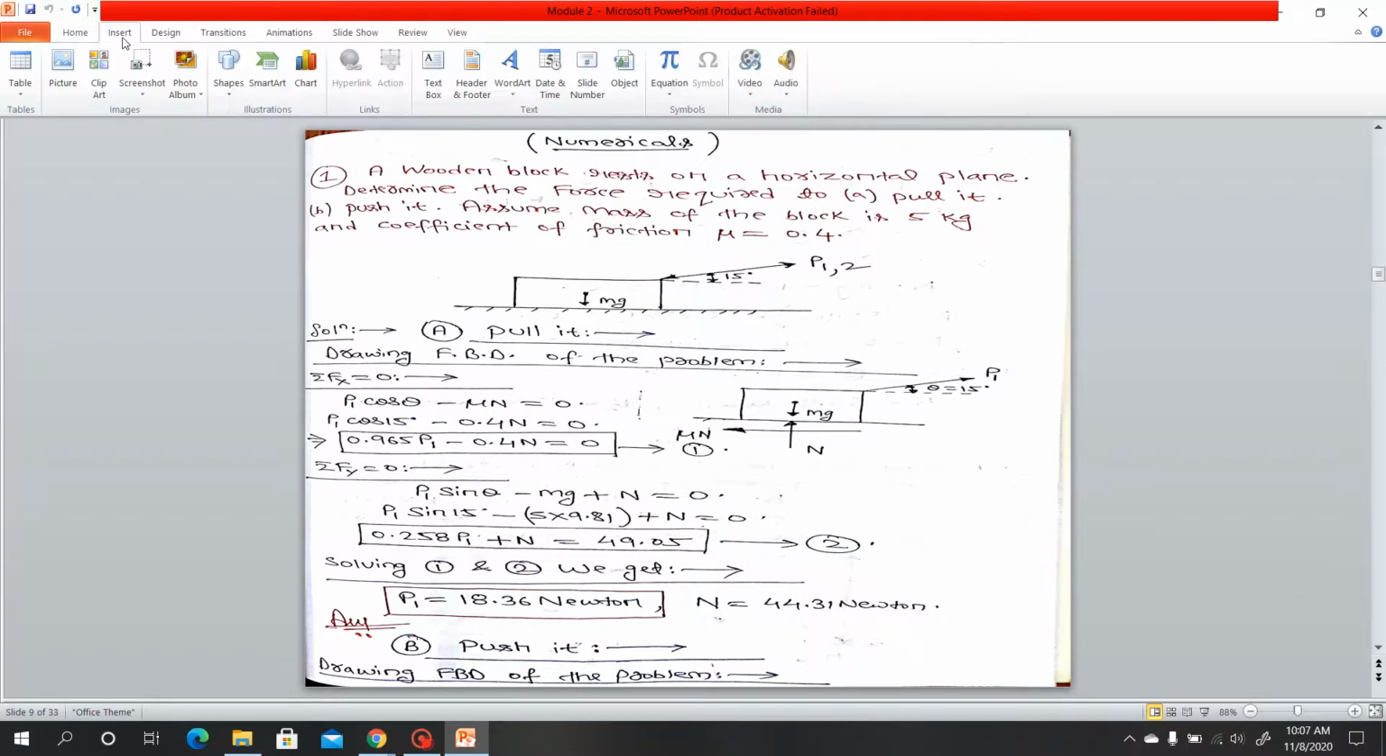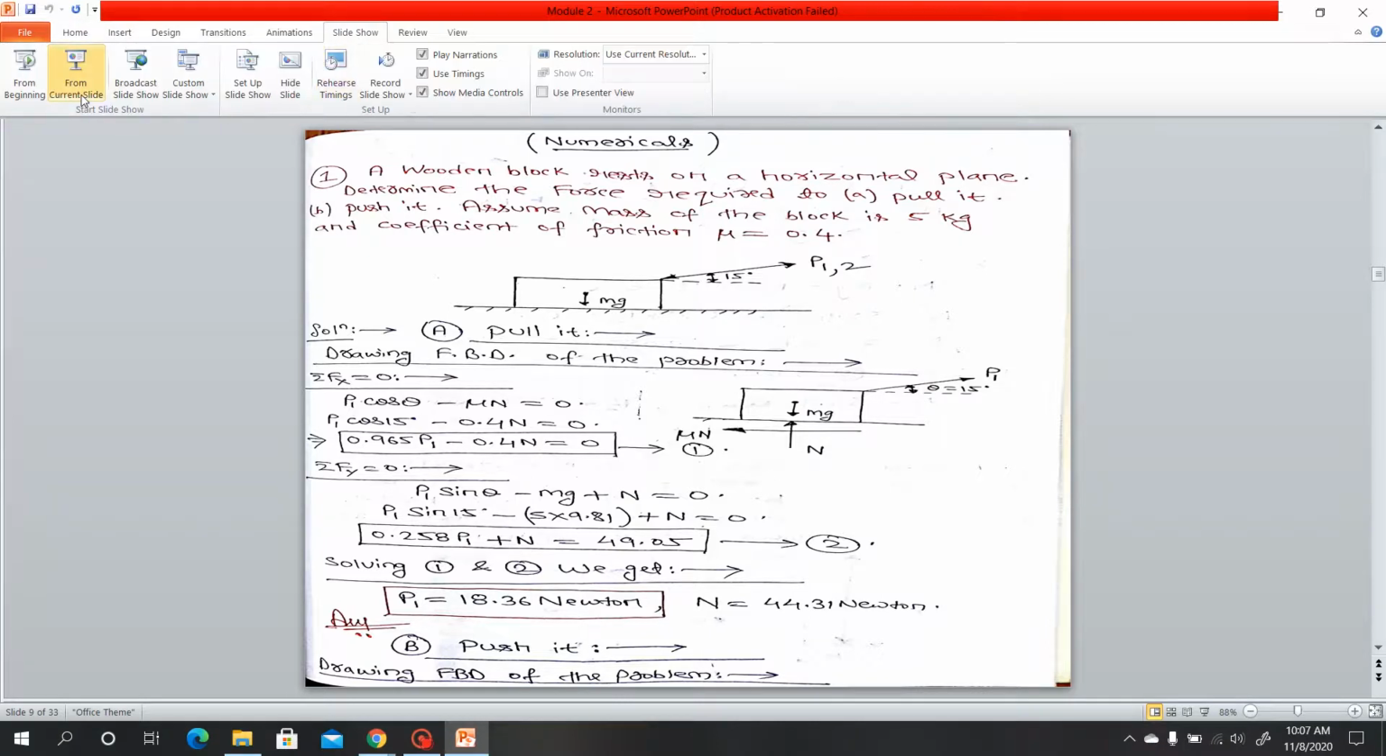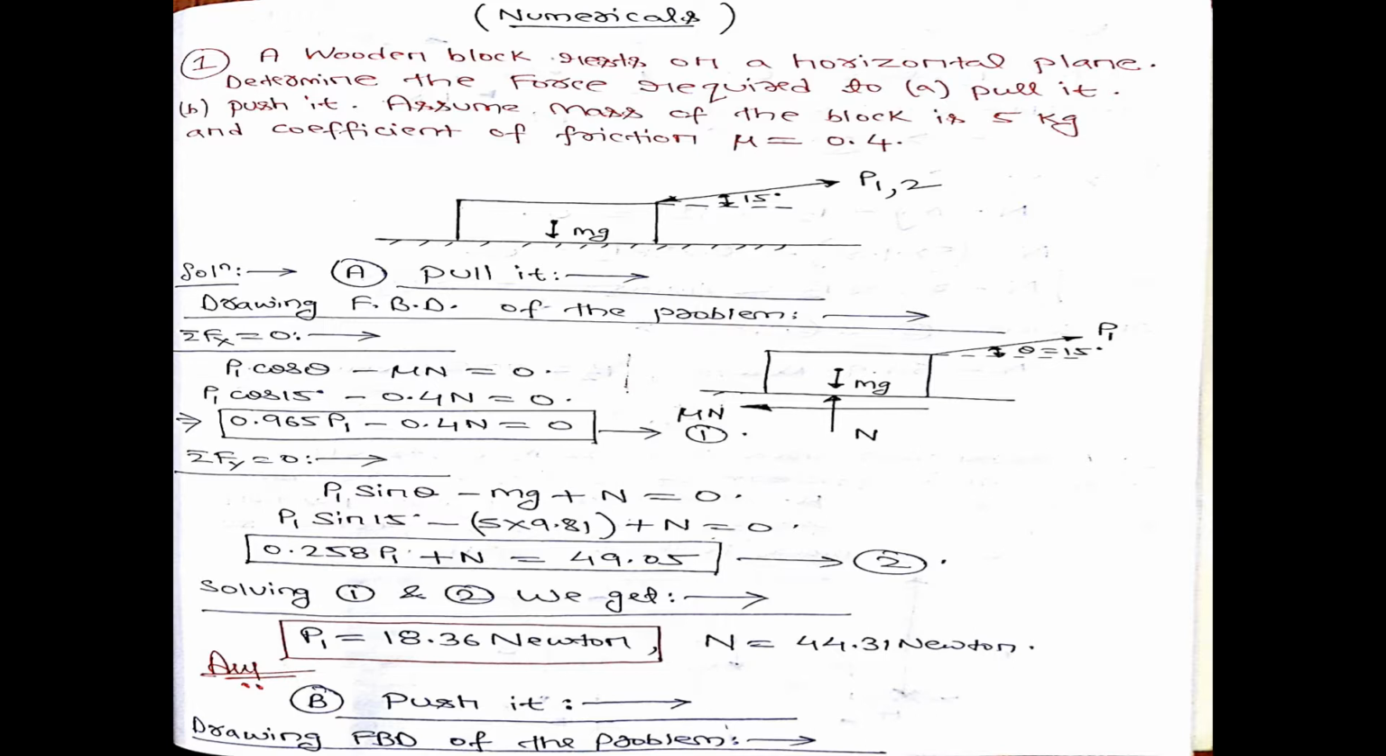So let us take down the first problem, the first problem of friction. The question is, a wooden block rests on a horizontal plane. Determine the force required to, part A of the problem is pull it and part B of the problem is push it. Assume mass of the block is 5 kg and coefficient of friction, that is mu, is equal to 0.4. So what is given in the problem?